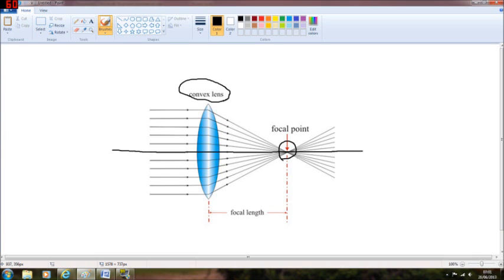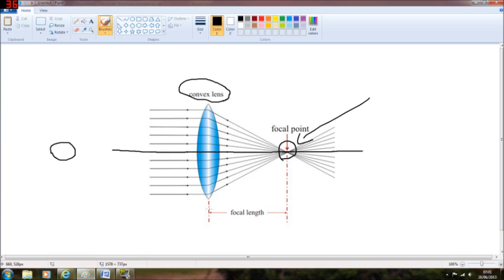The focal point of a lens is where rays initially parallel to the principal axis meet. And this is the focal point because all these rays passing through the lens meet at that point. Every lens has two focal points, one in front of the lens here and one somewhere behind the lens.